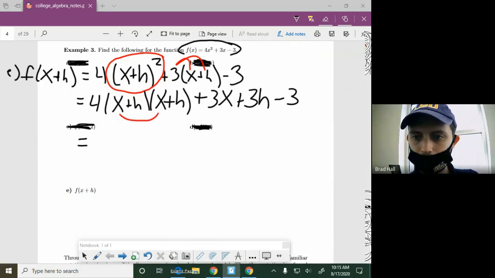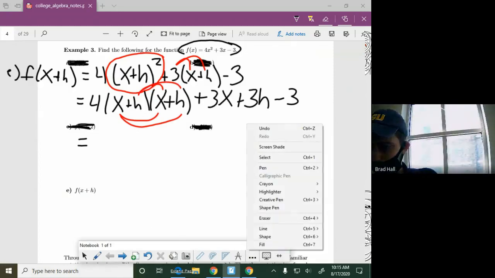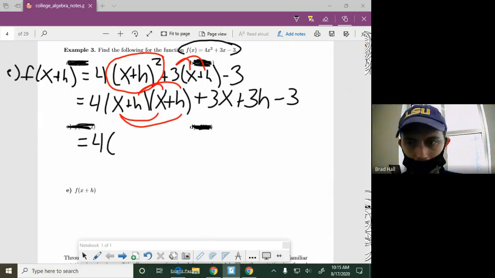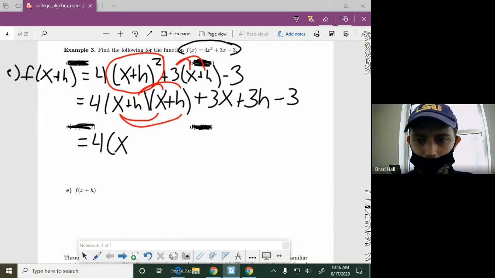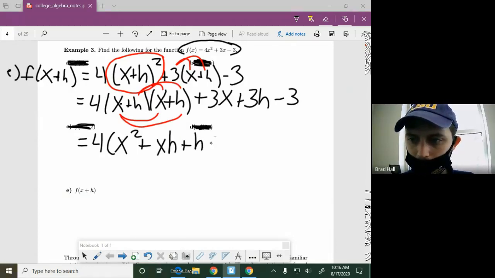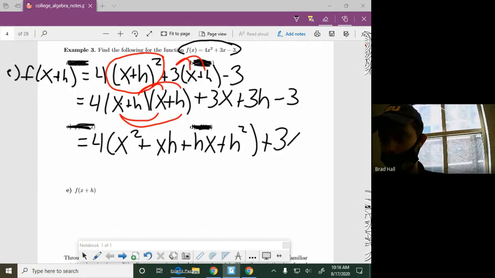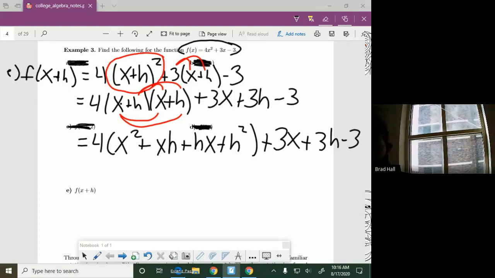So FOIL: first, outer, inner, last. The 4 is going to stay on the outside as we FOIL everything. X times X is X squared. X times H is XH. H times X is HX plus H squared. And then everything else follows. So all we did in that step was FOIL. That's all we did.